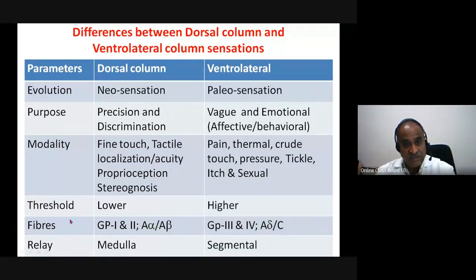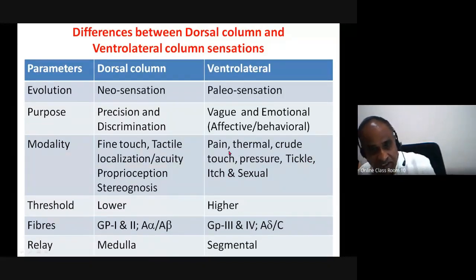That is about the purpose. What are the modalities carried by the dorsal column? As we have already seen: fine touch, tactile localization, tactile acuity, proprioception, stereognosis. These are the modalities of sensation carried by the dorsal column. Whereas the ventrolateral column carries pain, thermal sensation, crude touch, pressure, tickle and itch, and the sexual sensations. So these are the modalities it carries.